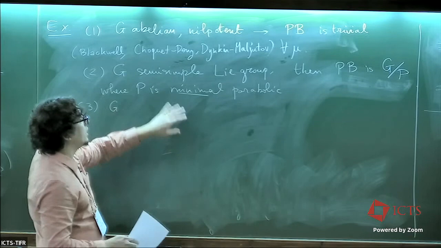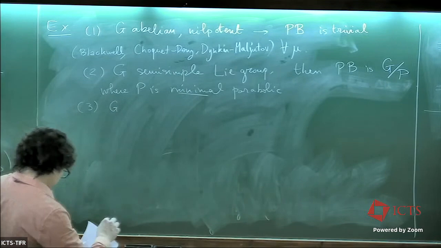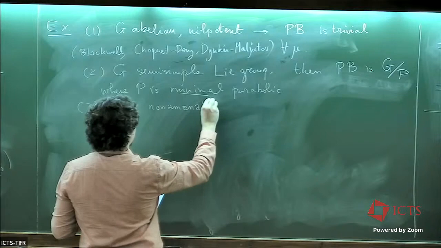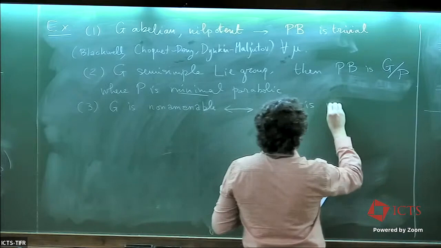Yeah, so there are some geometric conditions on the measure. But okay, maybe it could still be true in general. But so let's go to discrete groups. So if G is non-amenable, right? So in fact, G is non-amenable if and only if the Poisson boundary is non-trivial for any measure.